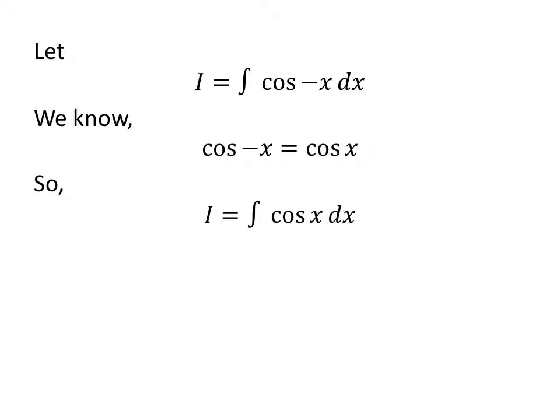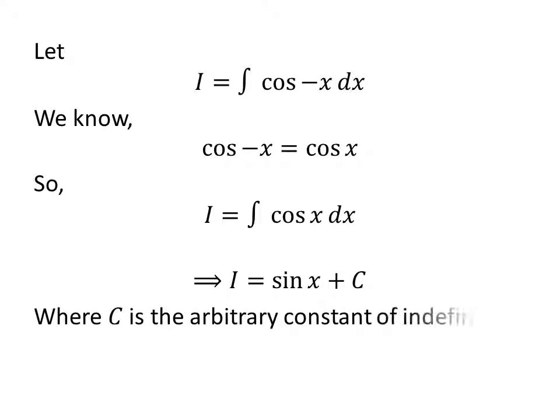So I is equal to integration of cosine of x with respect to x. As the antiderivative of cosine of x is sine of x, so integral of cosine of minus x is sine of x plus capital C.